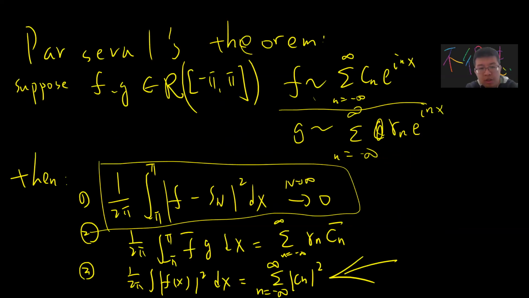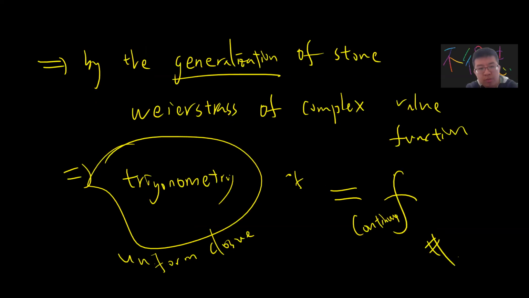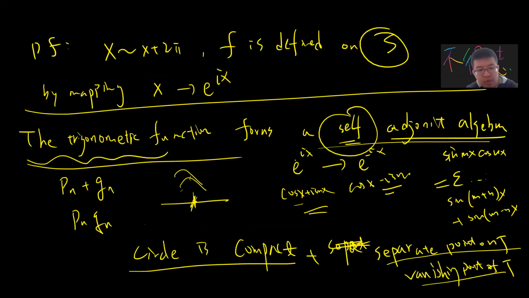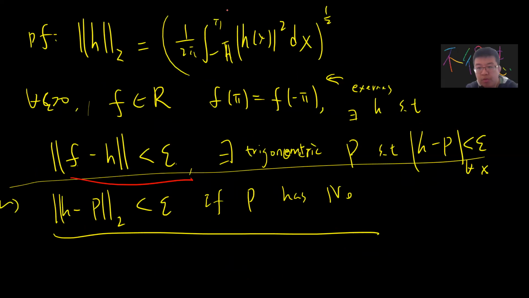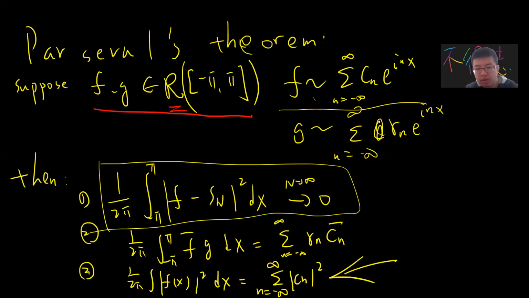Okay, so this is the key idea. The important part is that in the previous theorem, I only proved that this trigonometric polynomial exists for the continuous case, because we need to use Stone-Weierstrass. But in this theorem, I only require Riemann integrability. So there's a tiny gap that you need to fill. That's why I have this theorem.